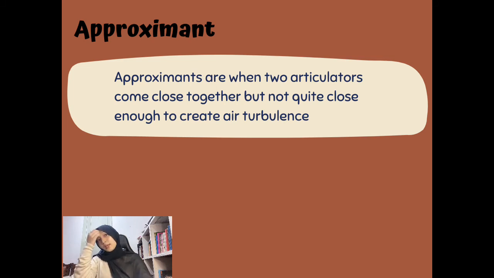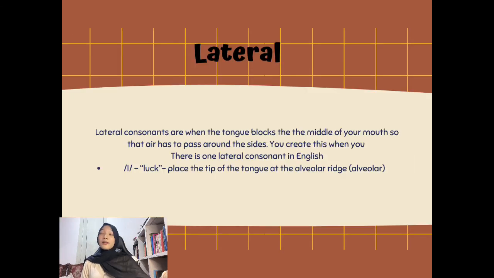W, the example wet. The back of the tongue rises to the velum, but not too close, and the lips are rounded. Wet, wet, wet. Y, the example yes and yo-yo. The tongue rises to the hard palate, but not too close. And the last one, r, the example rack and rar. The tongue rises to the alveolar or post-alveolar area.